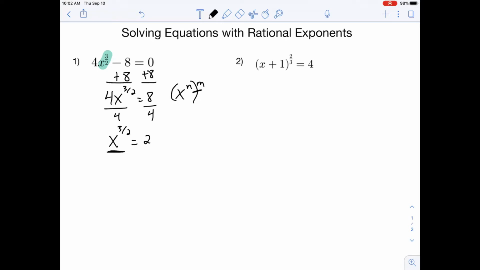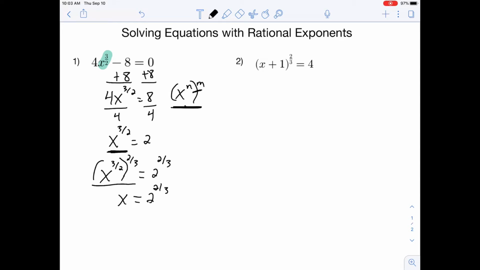So what I can do is raise this to the 2/3 power. In other words, it'll look like this: x to the 3 halves, raised to the 2/3 power, which means I have to do the same thing to this side, because whatever you do to one side, you have to do to the other. Now, using the properties of exponents, 3 halves times 2/3 gives me x to the first. So now I have x by itself, and the answer is 2 to the 2/3.